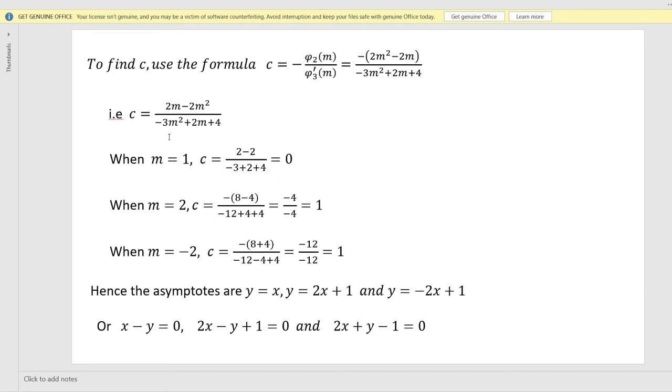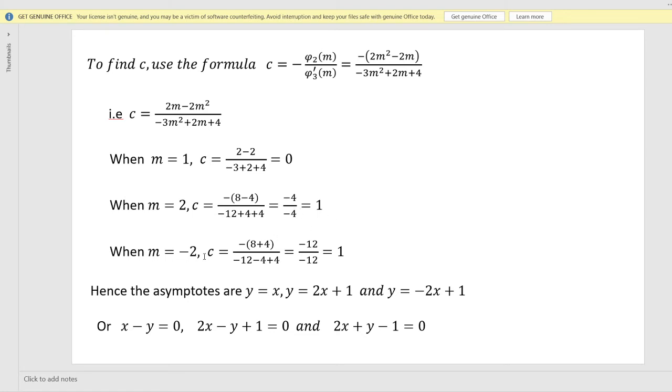M is equal to 2. Here 2 2s are 4 minus, here 2 2s are 4, 4 2s are 8, minus 4, divided by 2 2s are 4, 4 3s are 12, plus 2 2s are 4 plus 4, 4 4s are 8. 12 minus 4 is 8, 4 and minus 4 get cancelled, so we get 1.